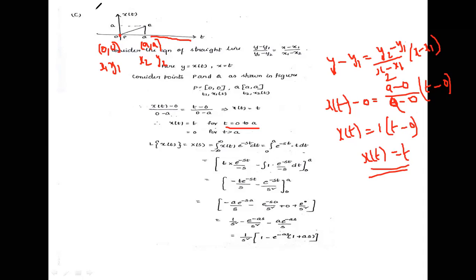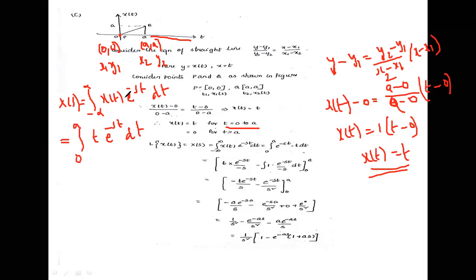Now we can substitute in the Laplace transformation definition: X of s equals the integral from minus infinity to infinity of x of t e power minus st dt. What is the range here? From 0 to a only, where x of t is t, so the integral of t into e power minus st dt.